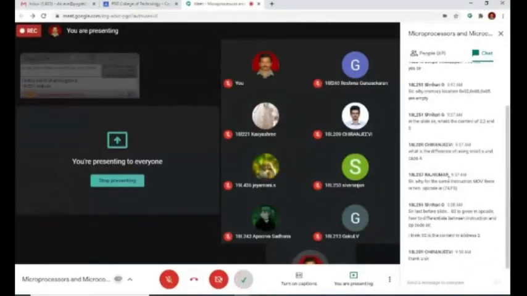Coming to Rajkumar, why for the same instruction move there are two opcodes, 74 and F5? Okay, fantastic question. Wonderful question, Rajkumar. Why for the same instruction move there are two opcodes, 74 and F5?